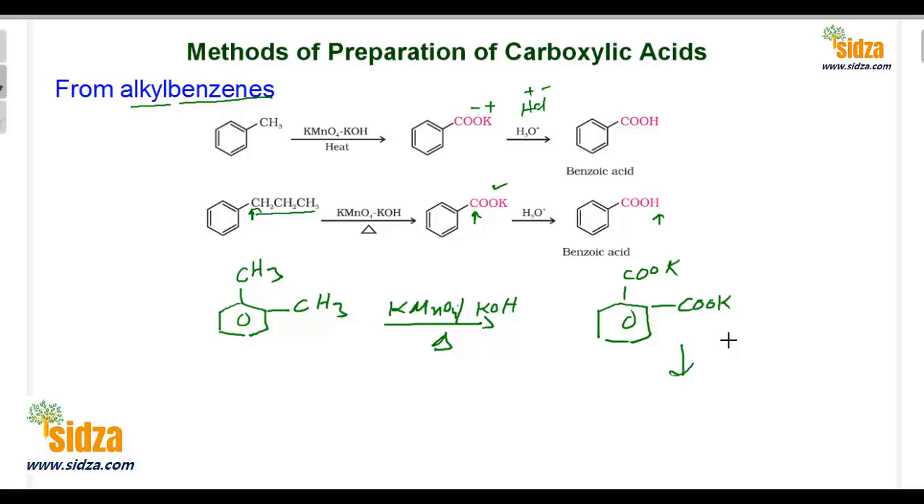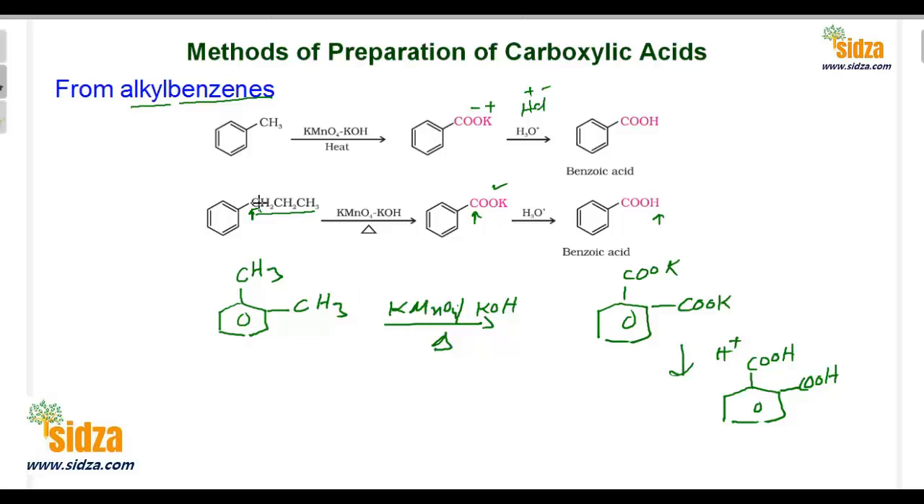Okay, so the salts, and then the second step will be, we have to acidify the reaction mixture. We can use H2SO4. Once we acidify it, you get the carboxylic acid, COOH here. Alright, so you can prepare carboxylic acids from the alkyl benzene. Normally you get aromatic carboxylic acids from the alkyl benzene.